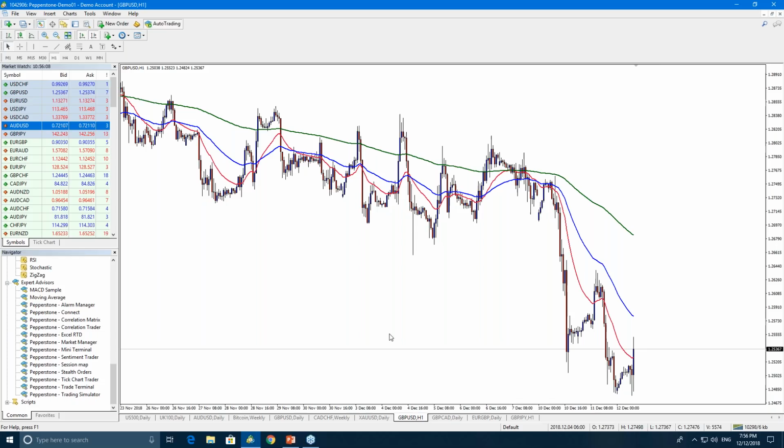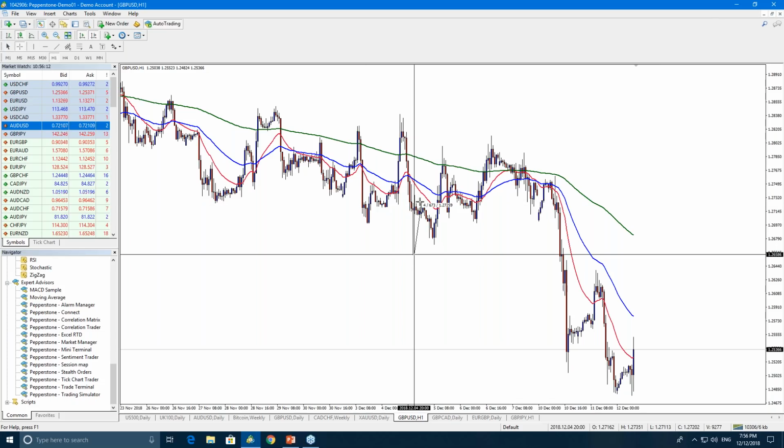So if we take the distance, let's say it was this particular candle here, 67 pips, what we would do is break that down to a percentage.